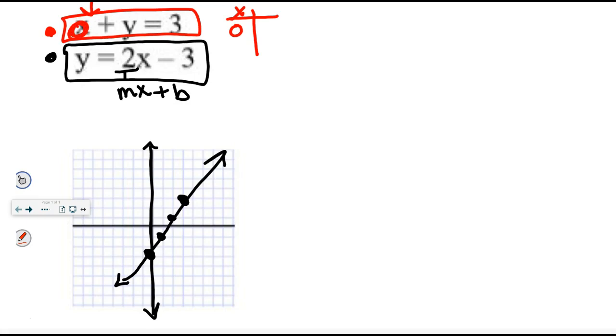0 plus what is 3? 3. Yes. So this one's set up really nice. We're just going 0, 3. And if y was 0, what does the x have to be? What plus 0 equals 3? 3, right? Or maybe you're like, but I like the slope-intercept thing.